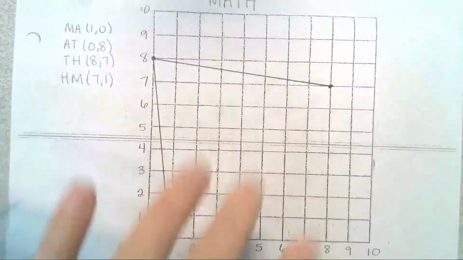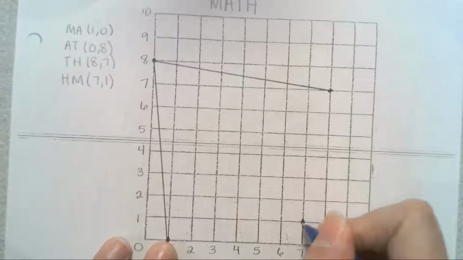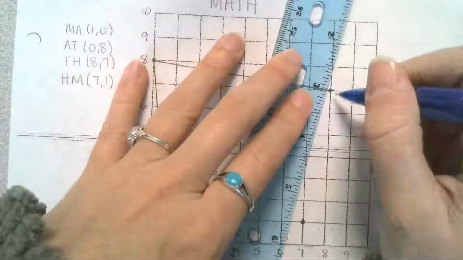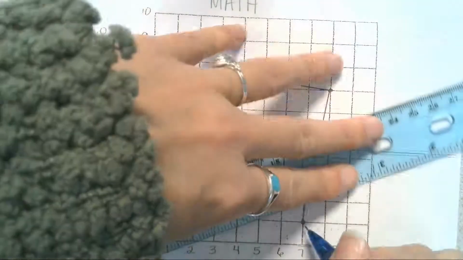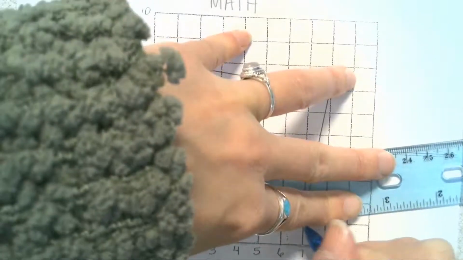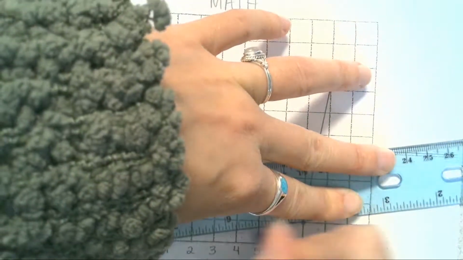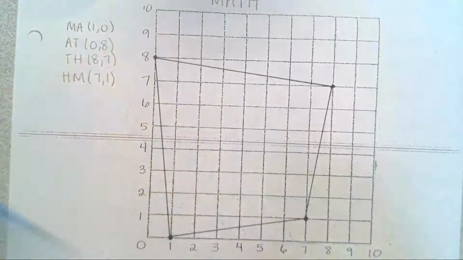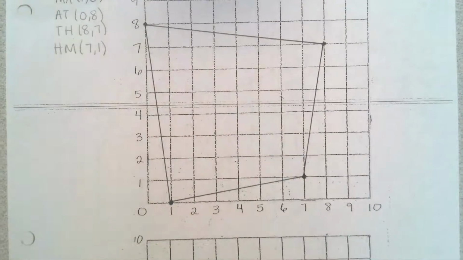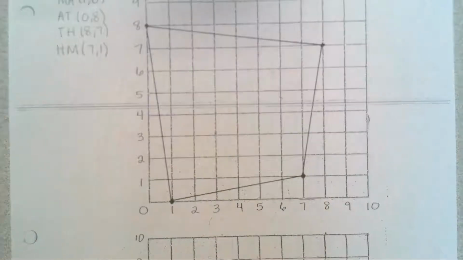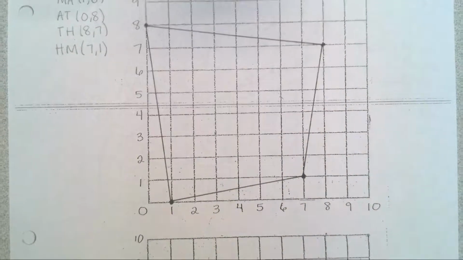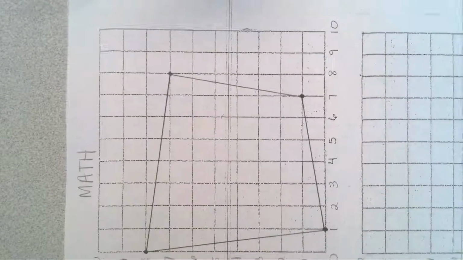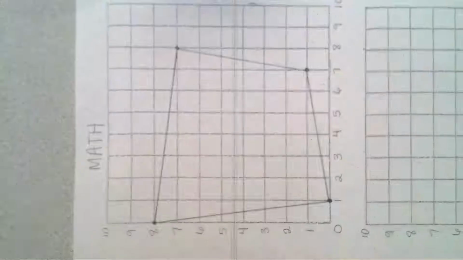Then 7, 1. Because 7, 1 is my last point, I'm going to connect it back to the original first point. And this makes my quadrilateral for the word math. Now we need to rotate this, and the way that you have learned to do rotations is when we have all 4 coordinates, but here we don't have that. So what we're going to do is take our paper and turn the paper 1 time. We are going to graph these points again.